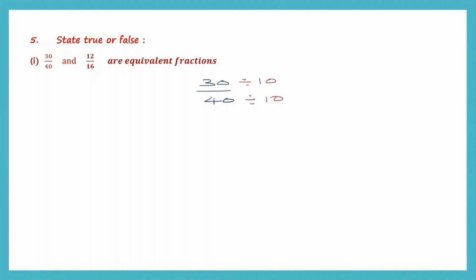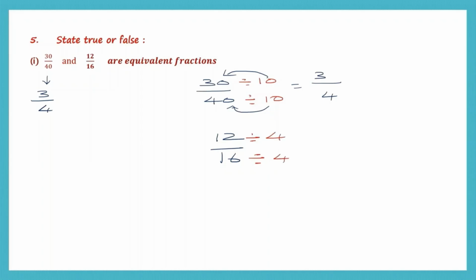So when you divide by 10, what do we get? 10 into what is 30? 10 threes are 30 and 10 fours are 40. So when we reduced this, we got 3 by 4. Now let's take the other one, 12 by 16. Now both these numbers are divisible by 2. They are also divisible by 4. So let's take the highest factor, which is 4. So let's divide both by 4.